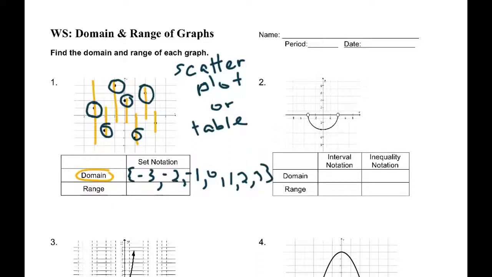I know, I'm running out of room here. Sorry. Alright, so that gives me my domain. I have to list them specifically because they are specific points. We did not connect them, so all the numbers in between them don't count.